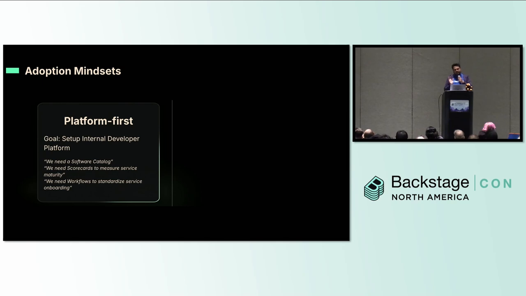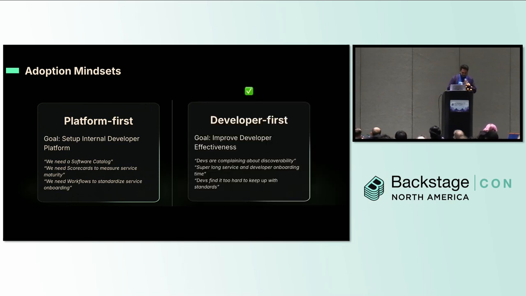Feels like we don't have a good catalog. We don't have good scorecards to measure everything. Feels like we should be doing a developer portal in our platform." So these are the platform-first mindsets. The second mindset is, "Hey, we did a survey recently in our company and we heard it's extremely hard to onboard a new service. It's extremely hard to onboard a new developer. It's been 6 months, the developer is still struggling.